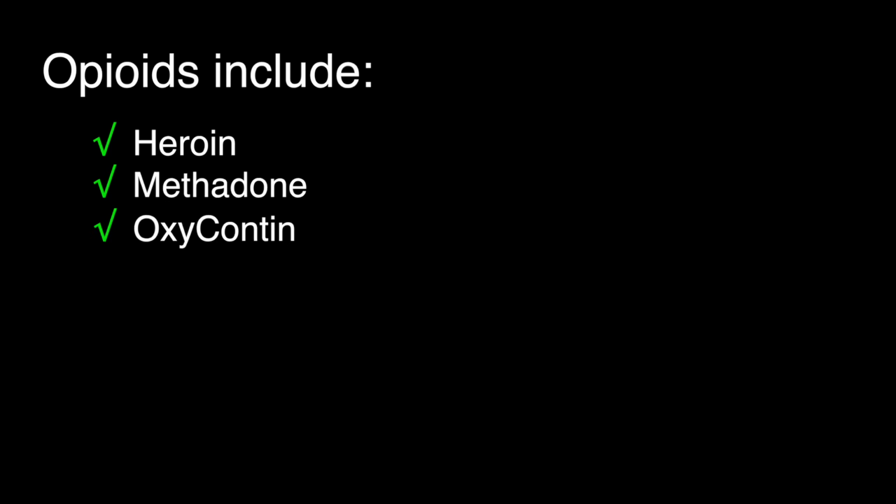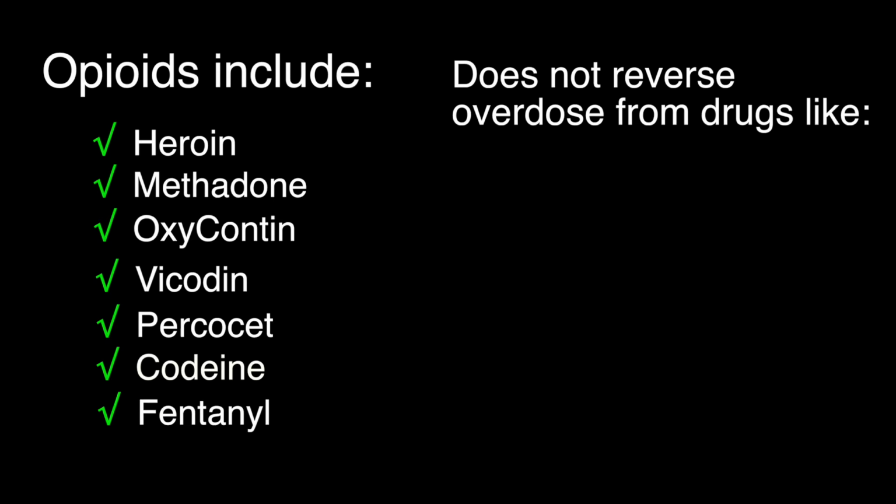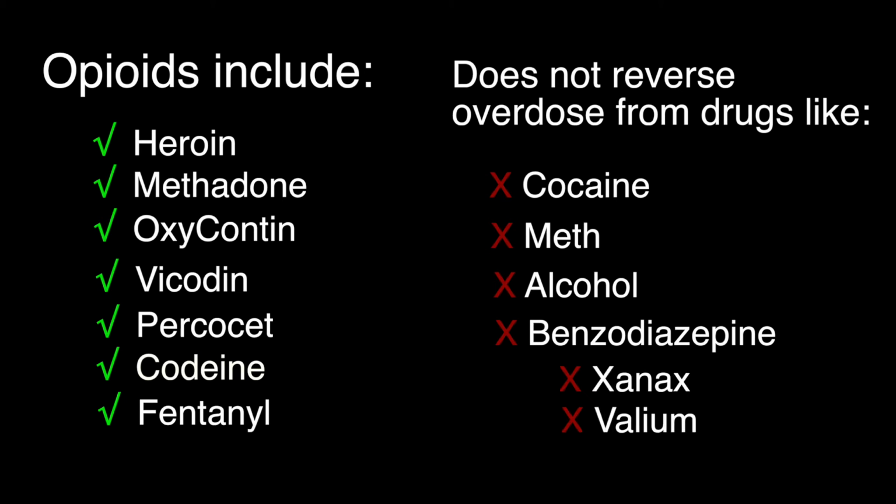Opioids include drugs like heroin, methadone, Oxycontin, Vicodin, Percocet, codeine, and fentanyl. Naloxone does not reverse overdose from drugs like cocaine, meth, alcohol, or benzodiazepines like Xanax or Valium.